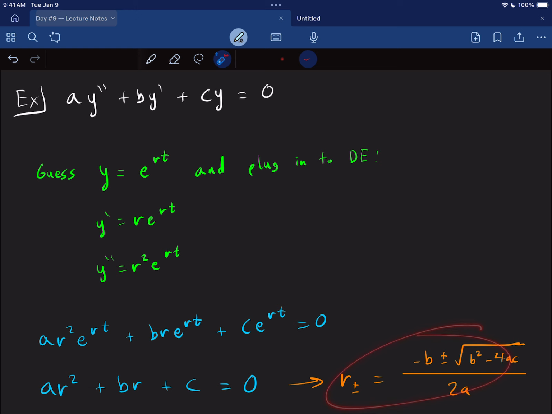In this case, two of them. I will note this does not have to be second order. It could be third order. It could be fifth order. It could be ninth order.